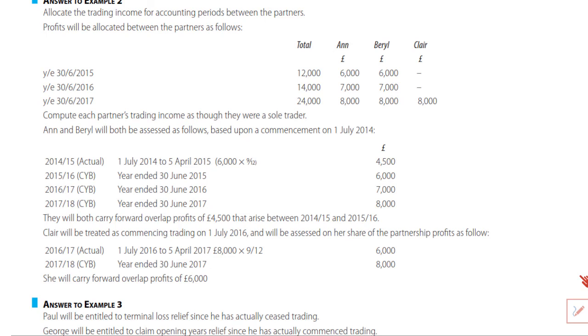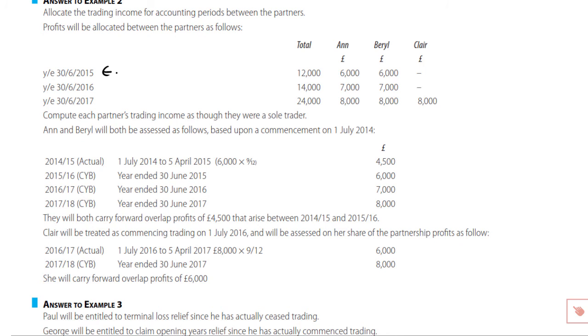Okay, well, I trust therefore that you've performed example 2, and I'm really hopeful that you've got answers that look pretty much the same as what we've got here. So what did we do? Remember, allocate the adjusted trading profits for the accounting periods, first of all, between the partners. Now, although it was a start-up for Anne and Beryl, we started with a full year end. Year ended June 15, as you can see there.